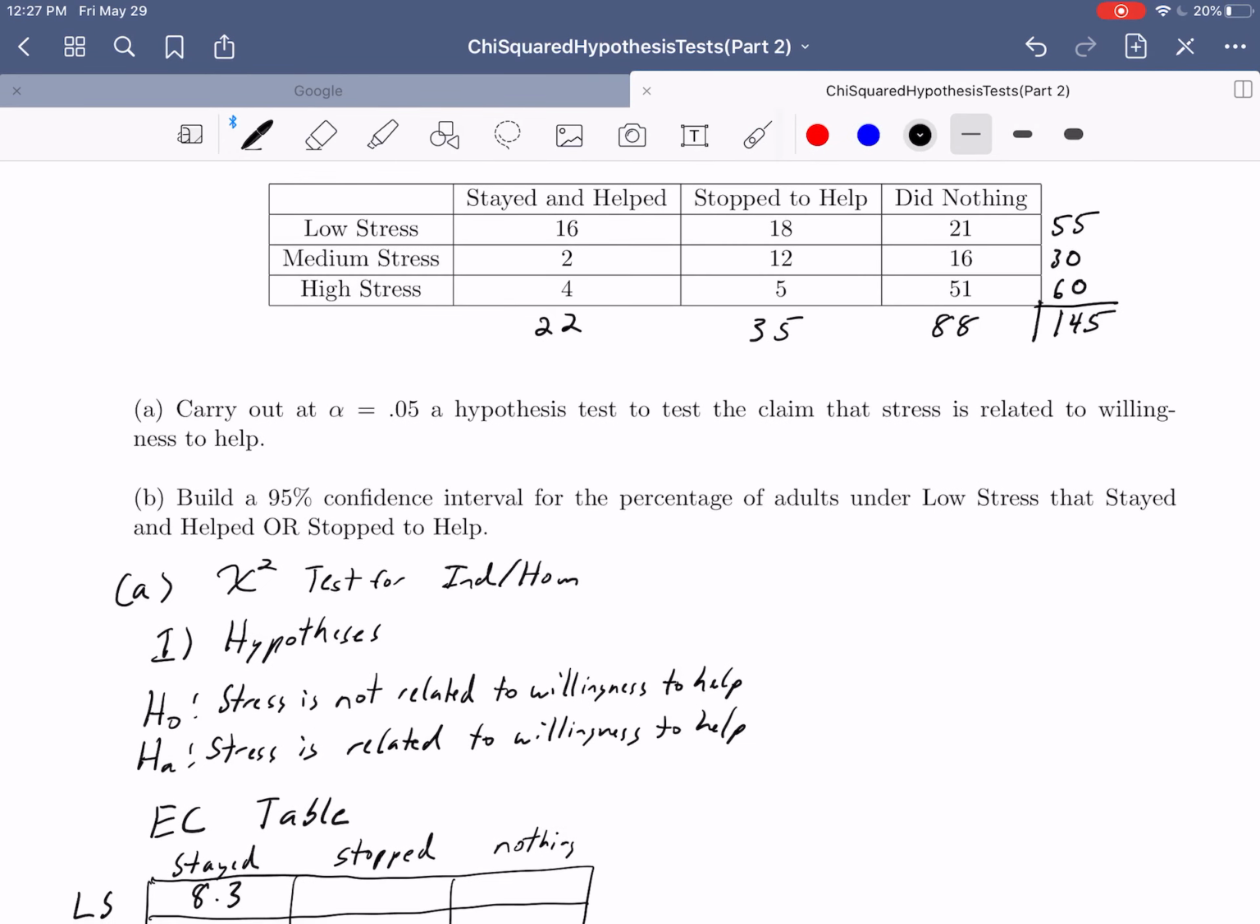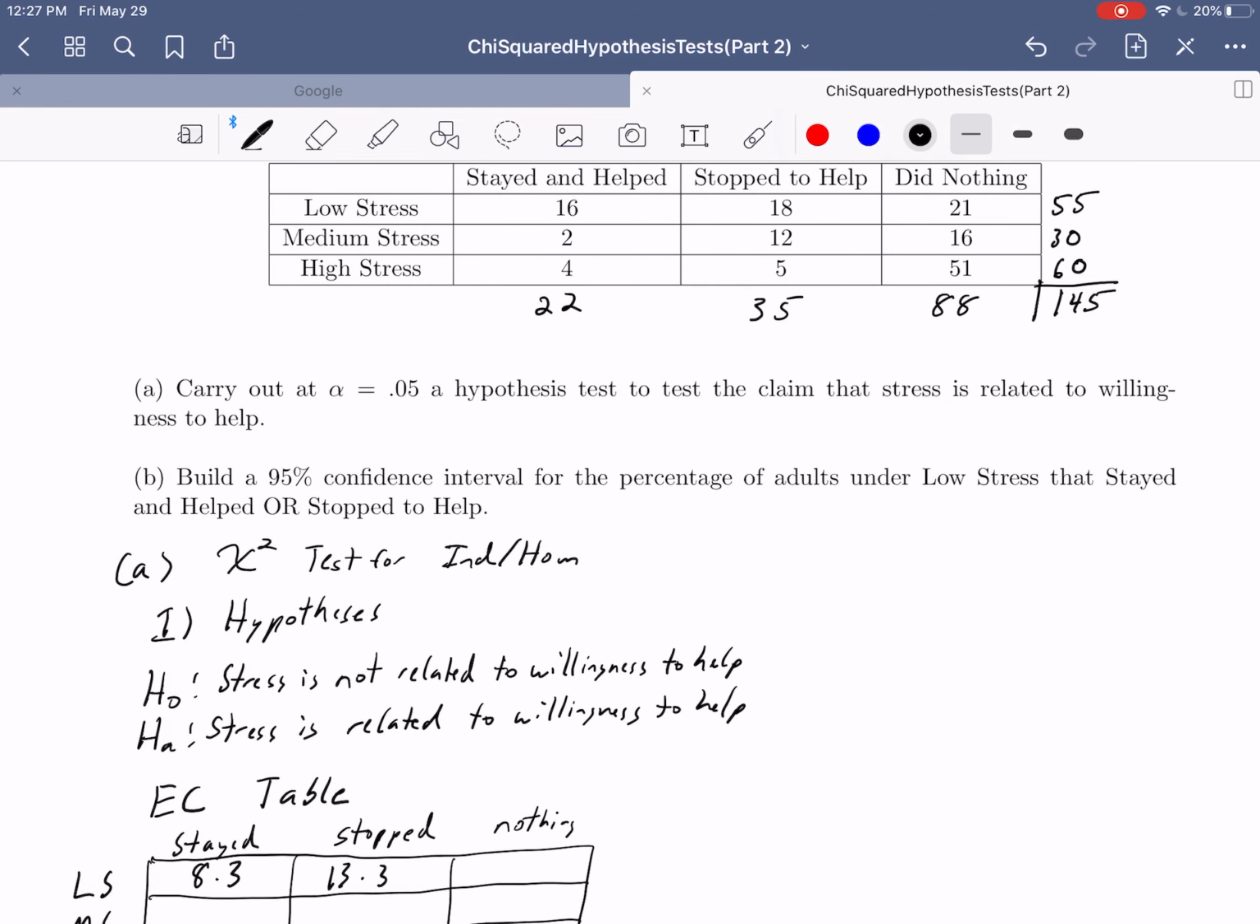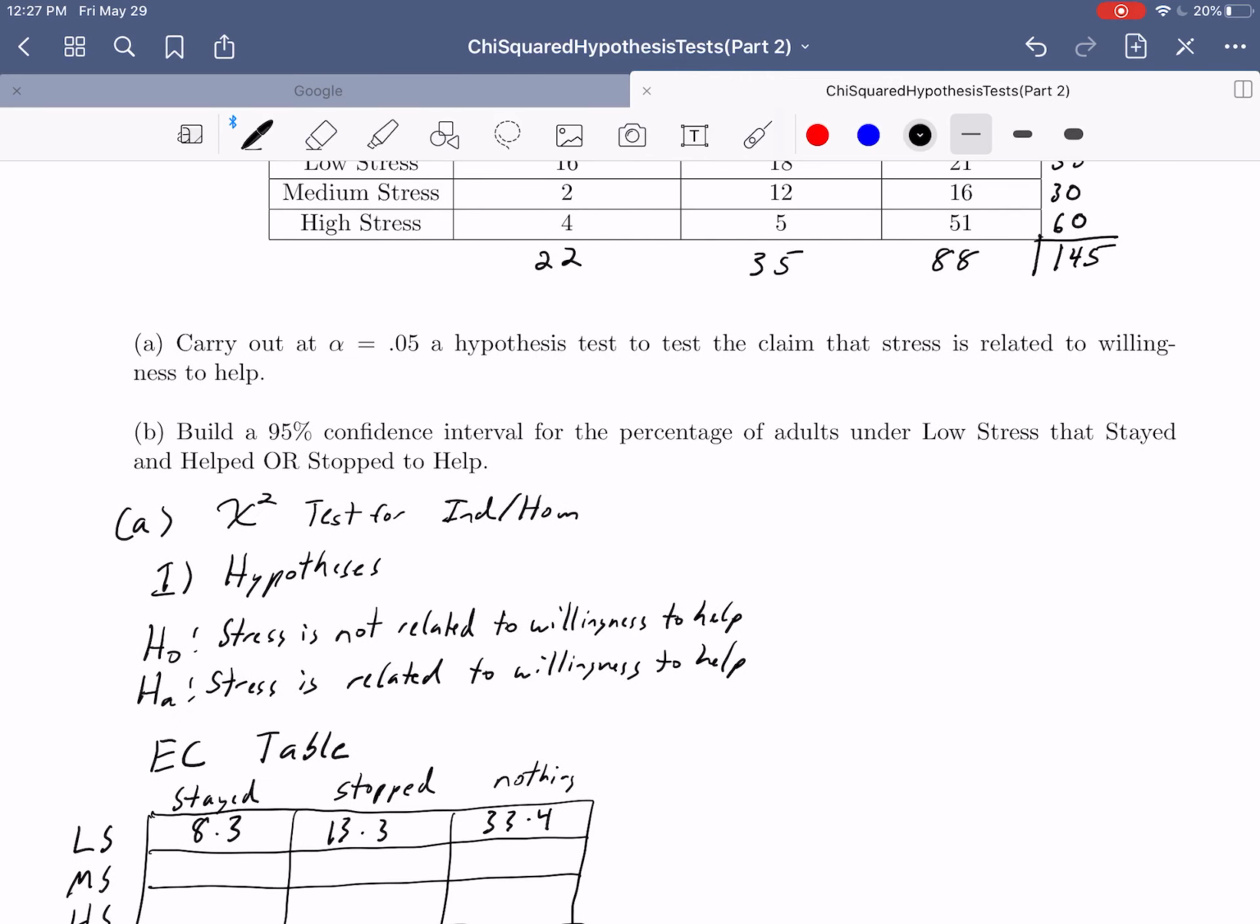For the next one, for low stress and stopped, we'd be doing 55 times 35 divided by 145. Looks like we get 13.3 there. And then finally for the last one in the low stress, would be 55 times 88 divided by 145. And looks like we would get 33.4. So there we go. Now we'll go on to the next row.